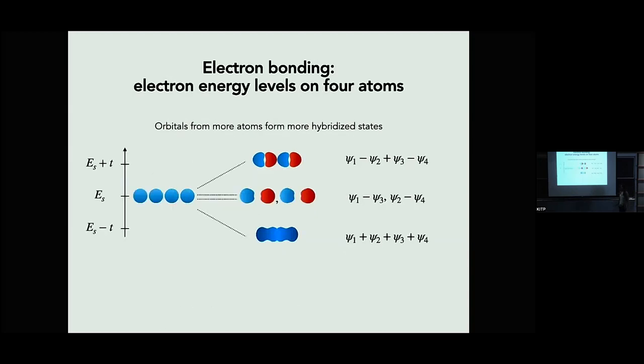Now, if we have 4 atoms, then we can do the same thing. We can make a completely symmetric bonding orbital, a completely anti-symmetric anti-bonding orbital. And of course, there's some conservation here. We always need to make 4 different orbitals. So there's 2 different orbitals in between, which are kind of a combination of symmetric and anti-symmetric.